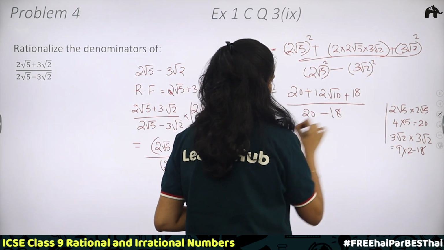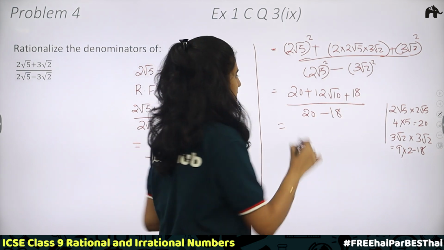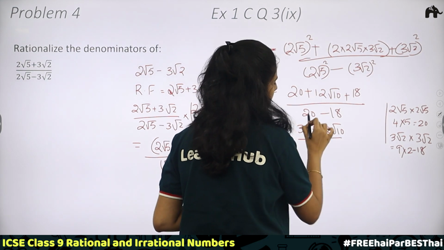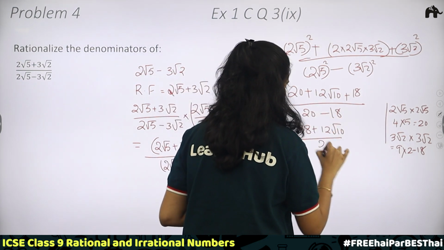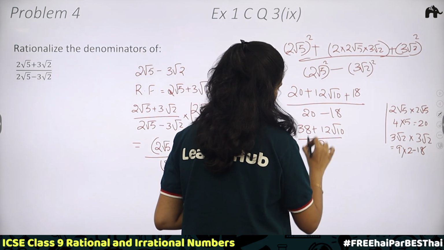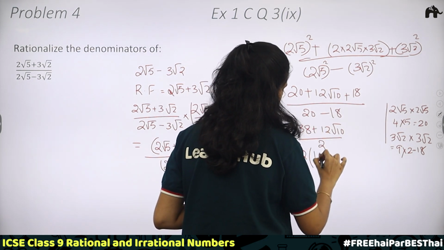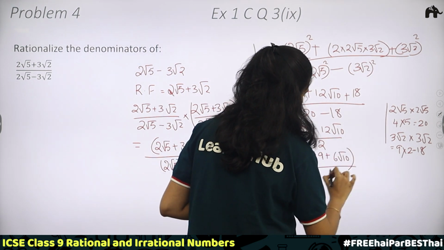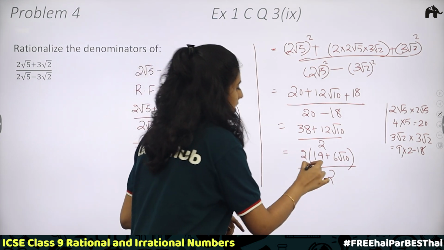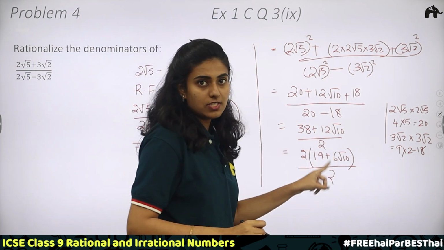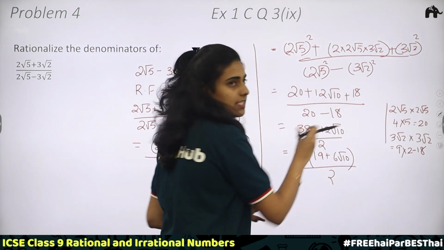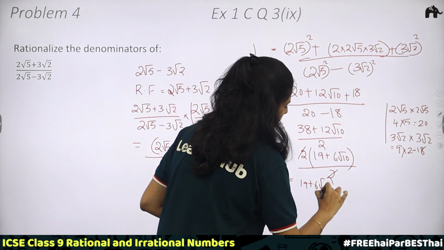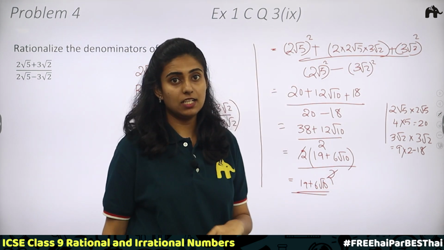equal to 20 plus 18 is 38 plus 12 root 10 divided by 20 minus 18, which is 2, equal to, here 2 can be taken out, then you will be having 19 plus 6 root 10 divided by 2. We are taking out 2 because you can cancel the denominator. From denominator we have a 2 which can be cancelled. For that purpose we are taking 2 as a common factor. 2 and 2 get cancelled, then you have 19 plus 6 root 10. Okay. So this is your final answer, 19 plus 6 root 10.